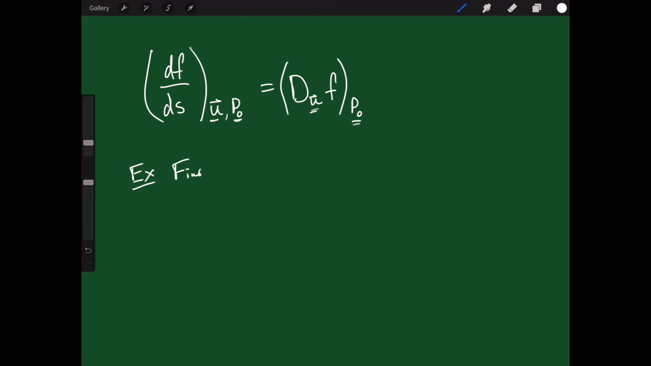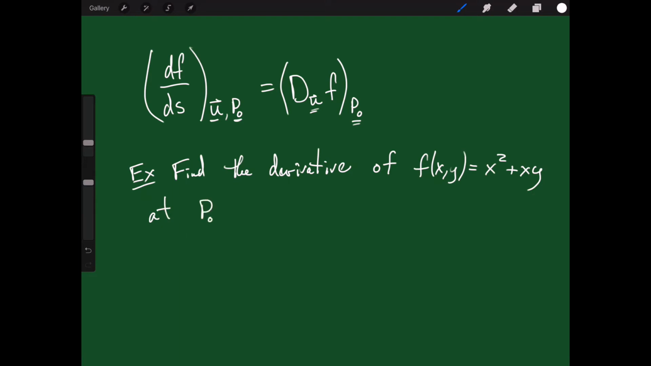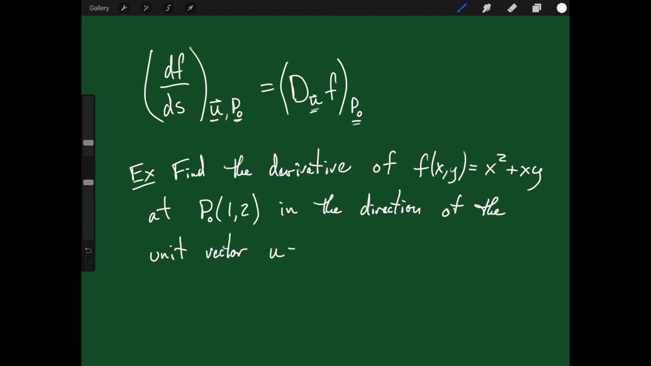Let's find the derivative of the function f of x, y equals x squared plus xy at the point p0, which is (1, 2), in the direction of the unit vector u, which is 1 over the square root of 2 i plus 1 over the square root of 2 j.